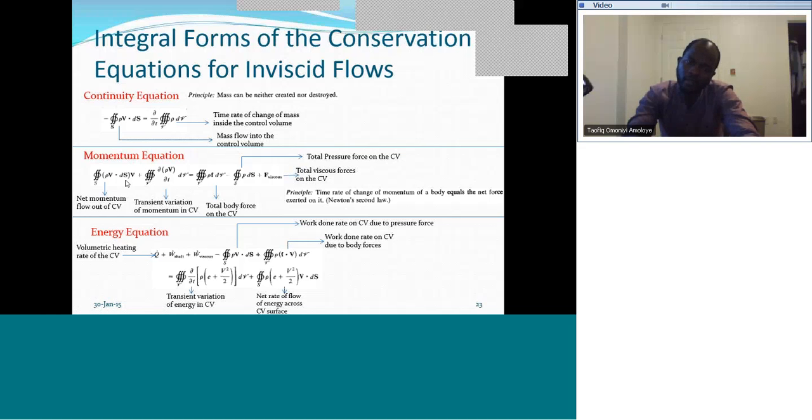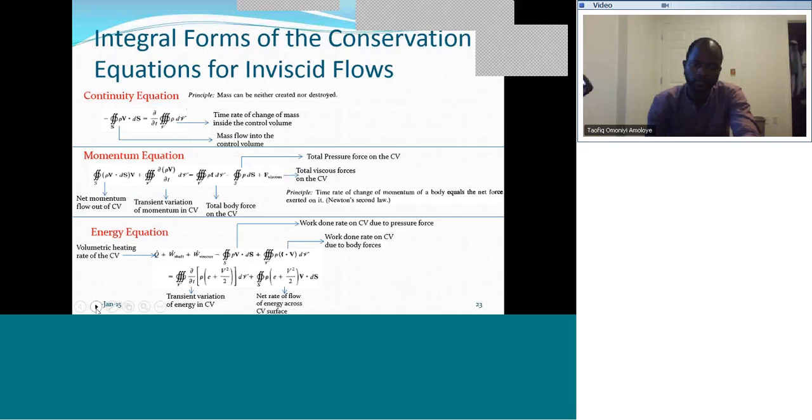And then the energy equation is just a statement of the first law of thermodynamics, that the heat added and the work done should be equal to the change in internal energy of the flow of the fluid. Then we need incompressible flows, high speed flows. We deal with one dimensional flows a lot. So we need to look at what one dimensional flows mean.